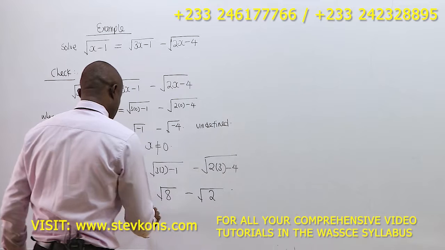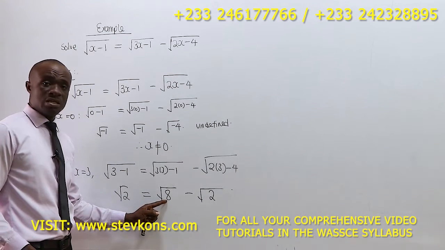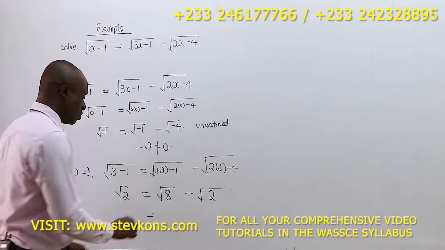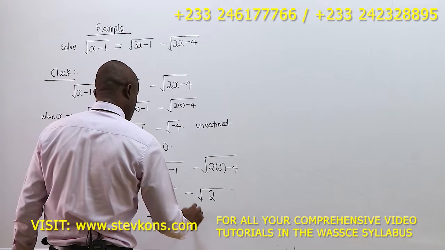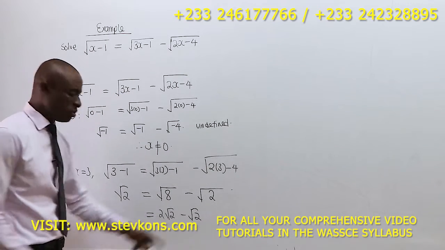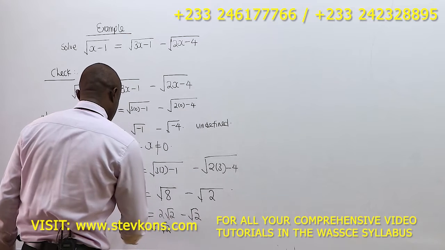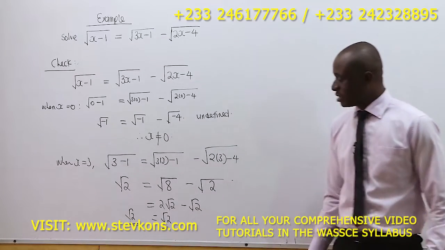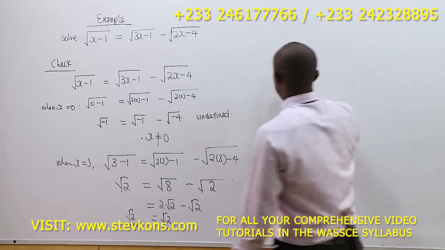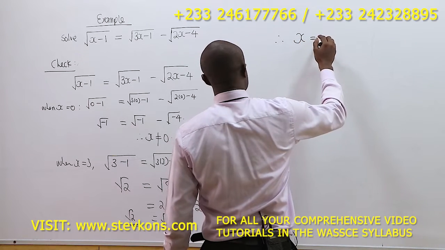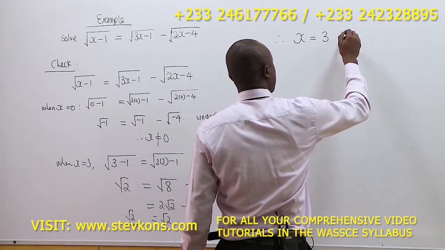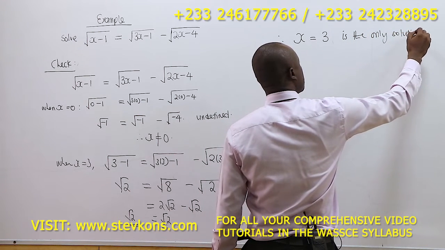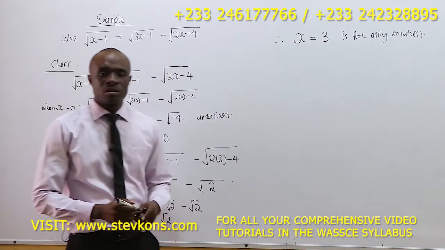And this one is equal, you see, root 8, this can be expressed as root 4 times 2. So we have root 4 times root 2, which is 2 root 2. So 2 root 2 minus root 2, and clearly we have root 2. So we have the left-hand side being equal to the right-hand side. Root 2 here, root 2 here. Therefore, the only solution is x equal to 3. x equal to 3 is the only solution.